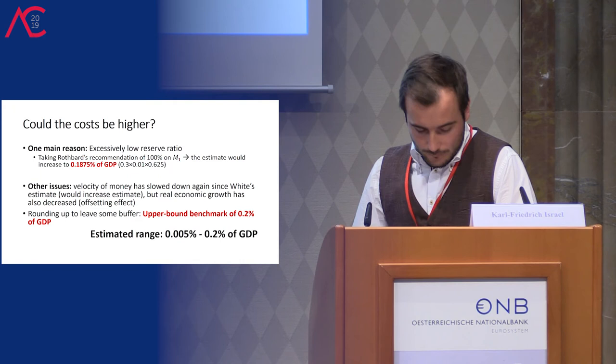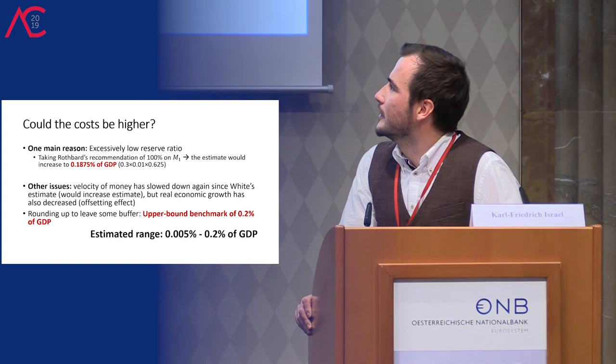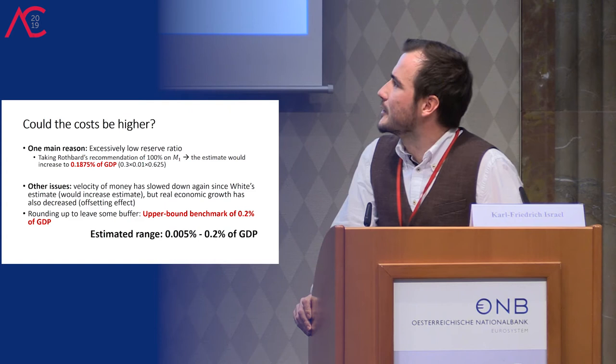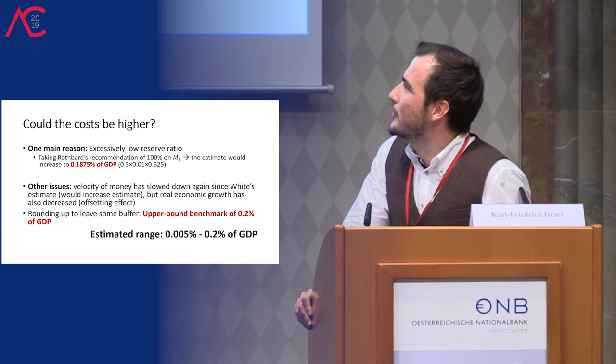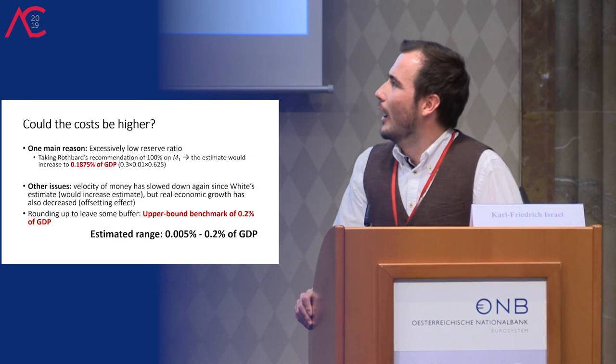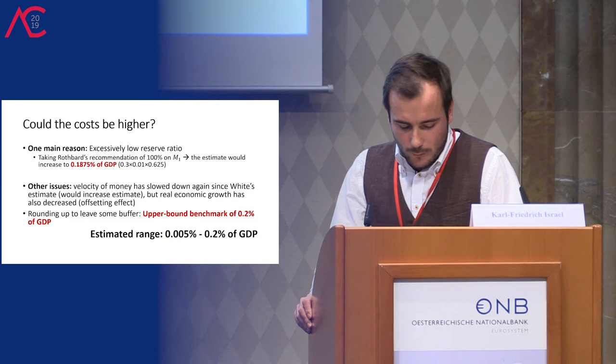But again, you could also argue in the opposite direction and say, well, 2% reserves is excessively low and is not really representative of a genuine gold standard. So what happens if you increase the reserve ratio? What you can do here is, of course, take Rothbard's suggestion of 100% reserves on M1. If you do this, then the cost, taking the other numbers that Lawrence White uses, would be about 0.1875% of GDP.